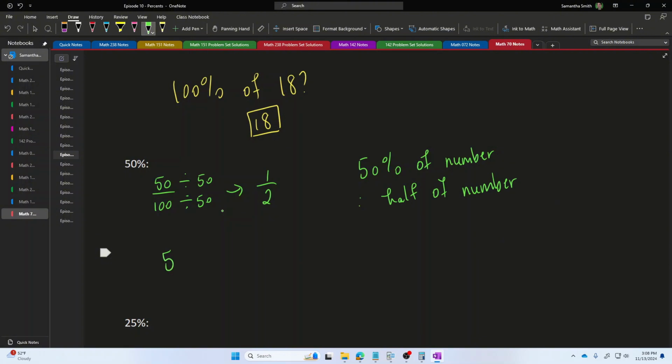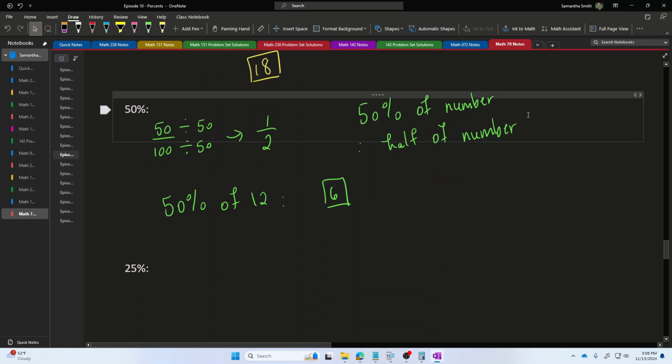So if someone said to me, what's 50% of 12? All I have to do is cut 12 in half. Half of 12 is 6. So 50% of 12 is 6.